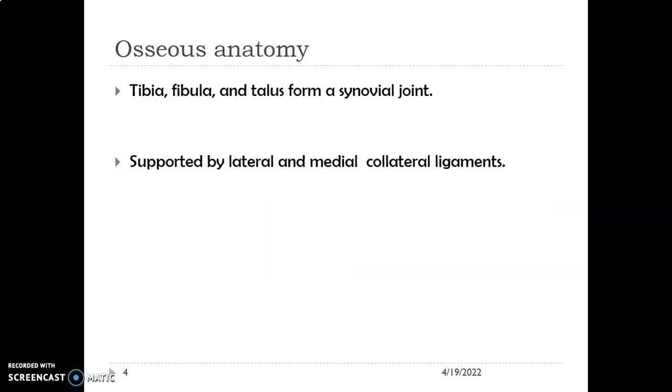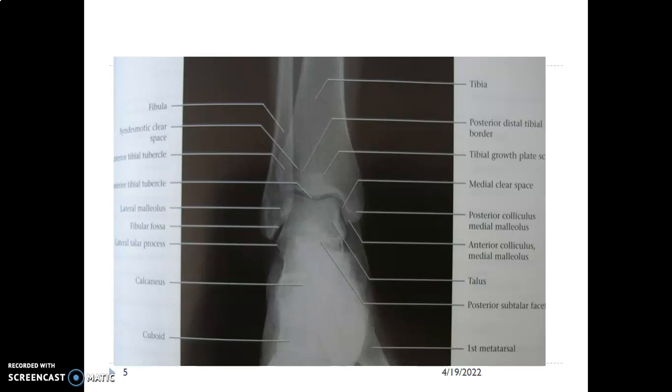You need to understand the bony anatomy of the joint. Remember, you have the inferior surface of tibia and the medial malleolus, and the lateral malleolus of fibula, as well as the talus. Together they form that ankle joint, which is a synovial joint. And this joint is supported medially by the medial collateral ligament and laterally by the lateral collateral ligament.